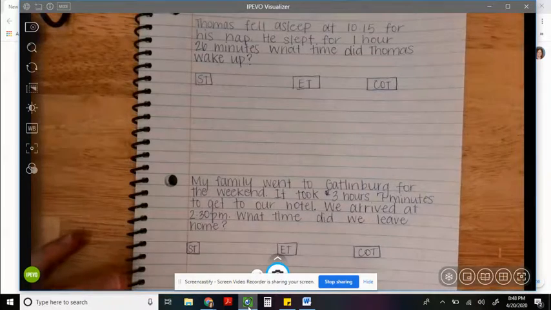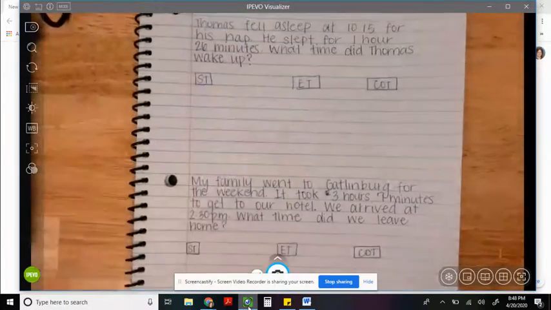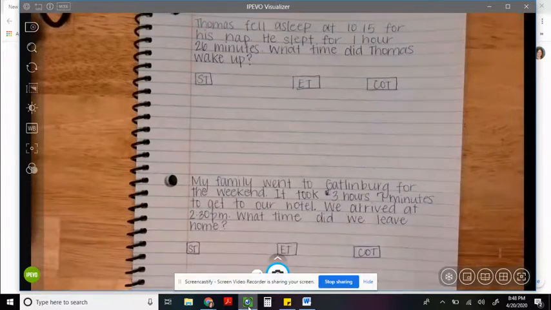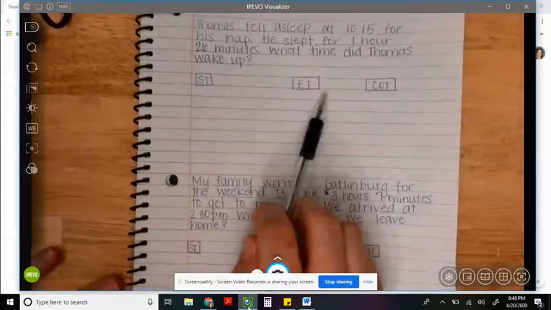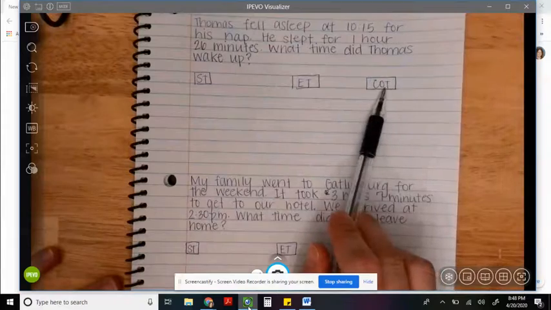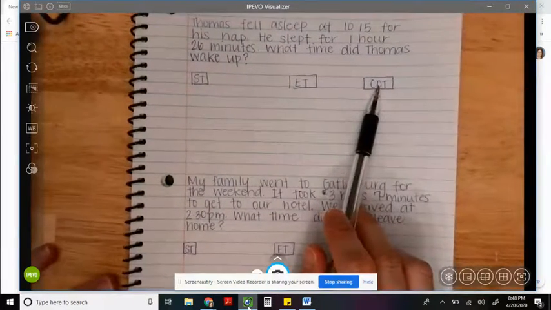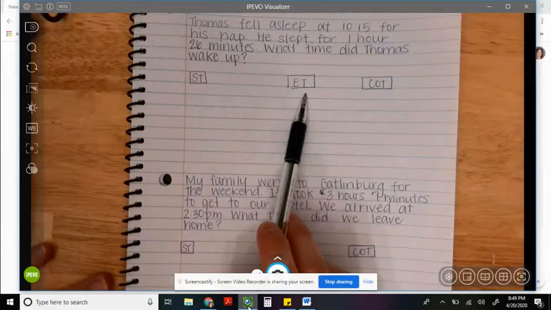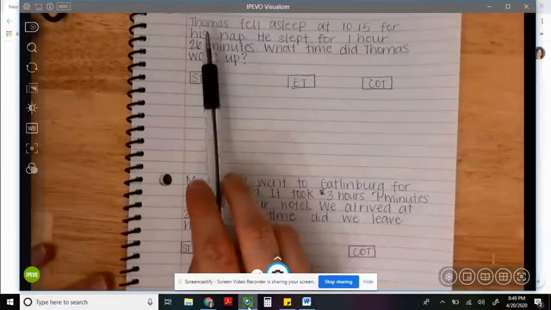Okay, guys, today we're going to look at elapsed time word problems on a number line. But last week I gave you the start time and the end time for every problem, and you only had to solve to find the change of time. Today we're going to solve for either the start time or the end time. Let's look at our first problem.